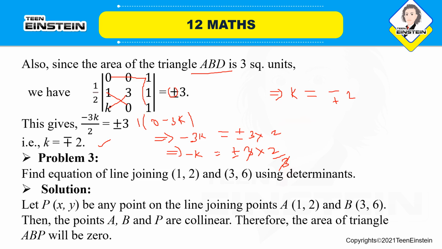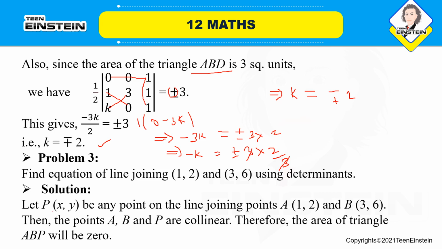Now come to problem number 3. It is a similar type problem as we have discussed in problem 2. Here also we are finding the equation of the straight line joining the 2 points 1, 2 and 3, 6 using the concept of determinants. So that is the question: find the equation of line joining 1, 2 and 3, 6. So what is the solution? We have to use the concept of determinants. So what concept are we using here? If the 3 points are collinear points, then the area of the triangle is 0. That result I am going to use here.